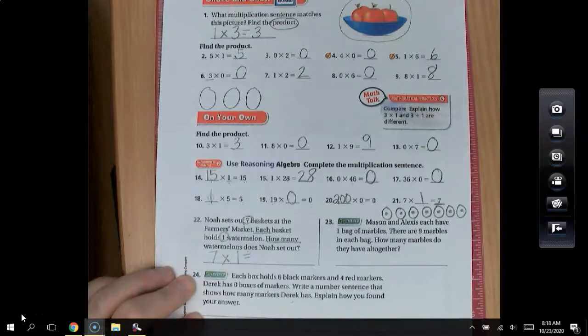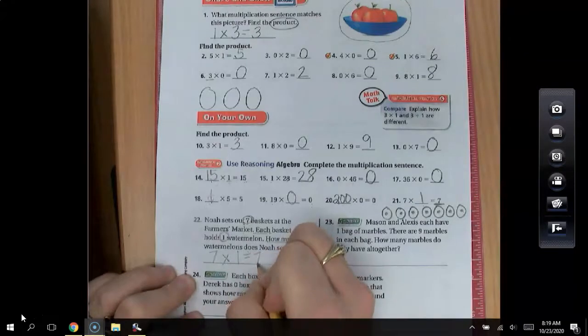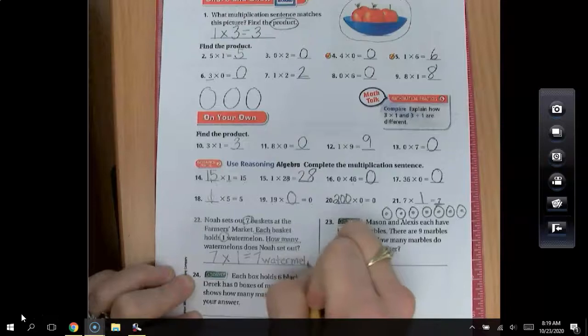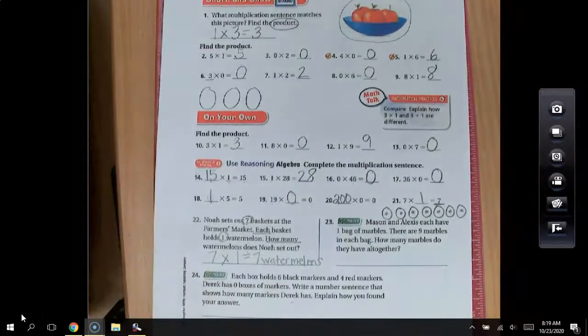If you need to draw a picture, go ahead and draw a picture. Draw 7 baskets and put one watermelon in each of those baskets. How many watermelons do I have? Well, 7 times 1 is 7. You have 7 watermelons. If you need to draw a picture, boys and girls, draw a picture. If that helps you to figure out these problems, draw a picture.